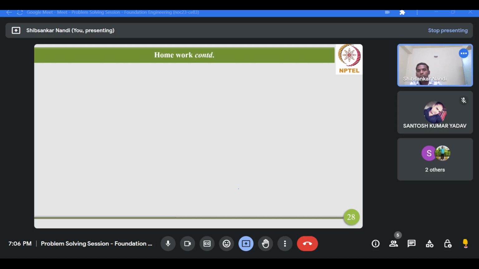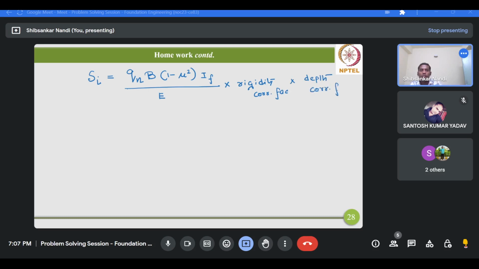First we will calculate the immediate settlement, which is uncorrected, using this formula: Qn times B times (1 minus mu square) times IF by E. Then we multiply with the rigidity correction factor and the depth correction factor. This will give you the corrected SI.